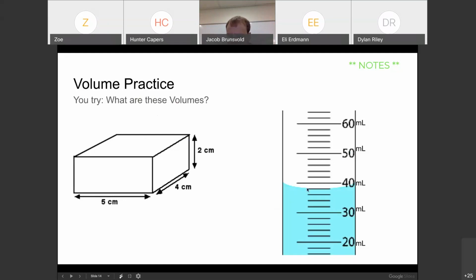Now remember, we're measuring from the bottom of the meniscus, so that kind of goes through this line right here. Since there's 4 lines in between, well, really 5 if you count from 30 to 40, right? 1, 2, 3, 4, 5. That means each line must represent 2 milliliters. So this is 30, 32, 34, 36, 38 milliliters.